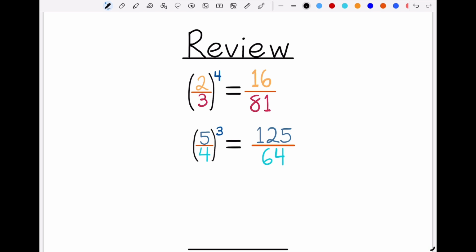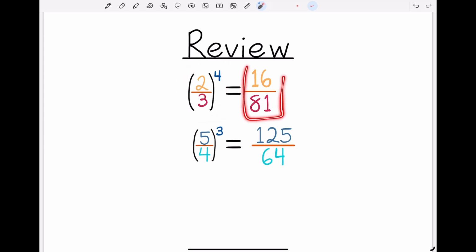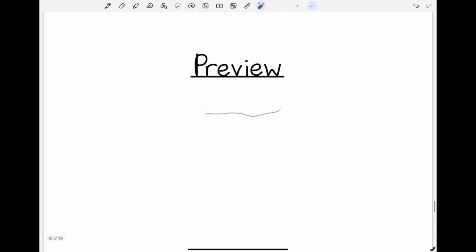In this video, we calculated the exponential expressions of 2/3 to the fourth power and 5/4 to the third power. So 2/3 to the fourth power ended up being 16 over 81, and 5/4 to the third power ended up being 125 over 64. So now that we are finished with fractions, let's do the same thing for decimals. And we'll do this over the next couple videos, so I look forward to seeing you in the next videos.